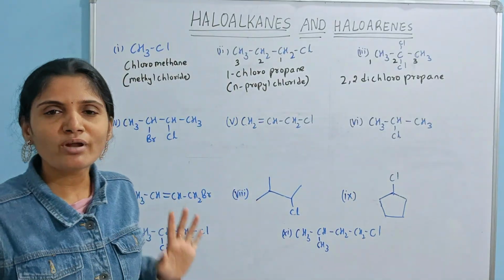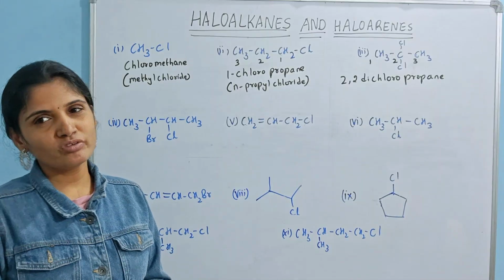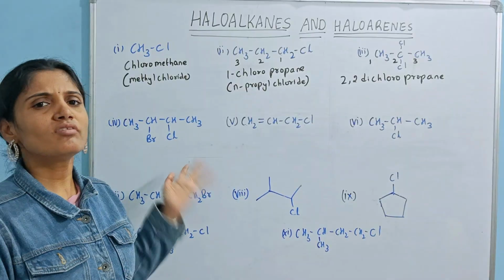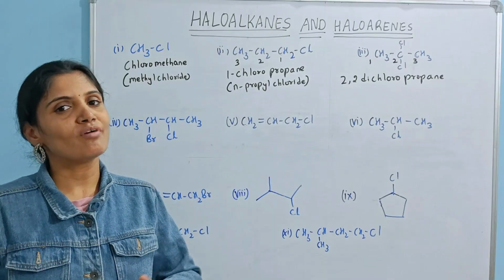Bromine and chlorine, both of them are halogens, so they will get an equal preference. Now, when you are getting equal preference from both the sides, I need a tiebreaker. If the preference is the same from both the sides regarding halogens, then what will I do? I'll go with the alphabetical order.